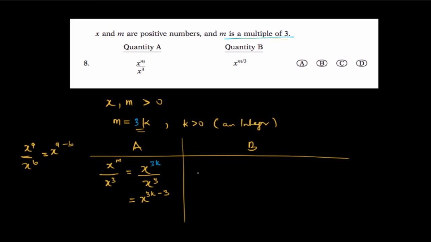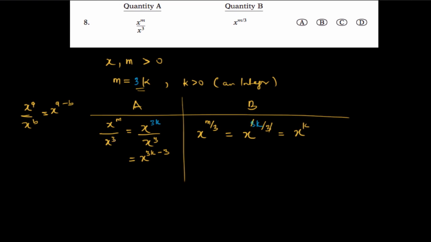Then for B, what we have is x to the power m divided by 3. Now our m is 3k, so we have 3k divided by 3. The 3s cancel out, so you have x to the power k. So all in all, what I obtained for A is x to the power 3k minus 3, and what I obtained for B is x to the power k. I want to determine which of these two quantities is greater.